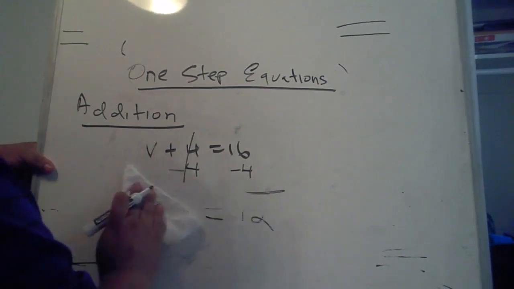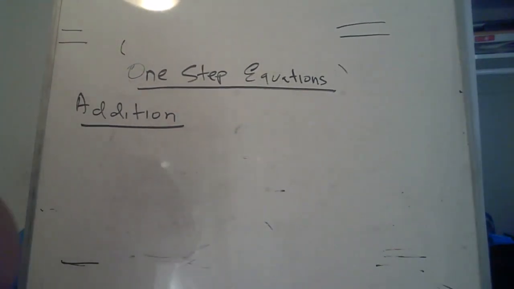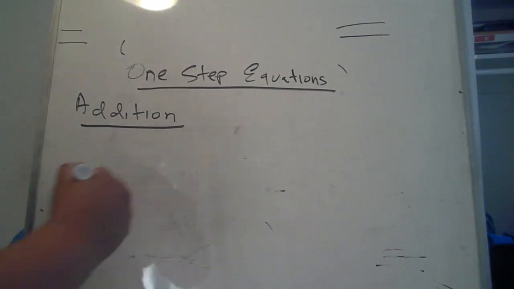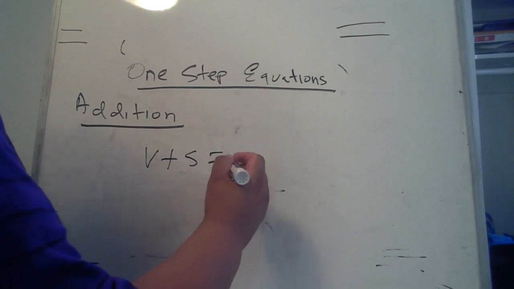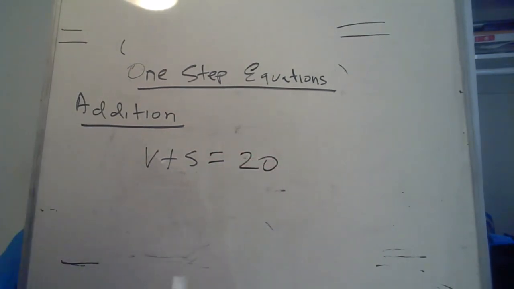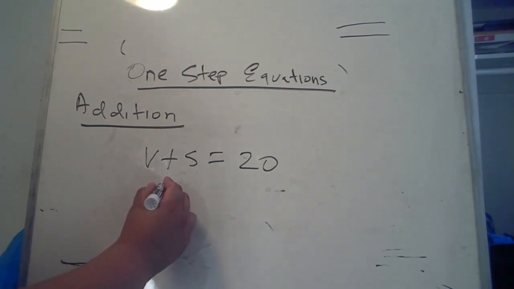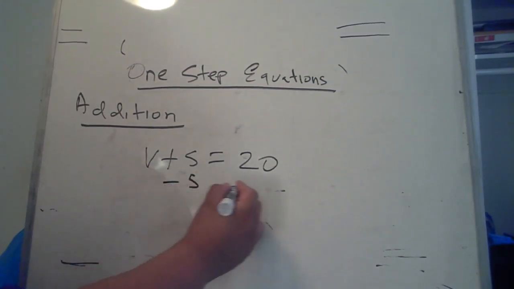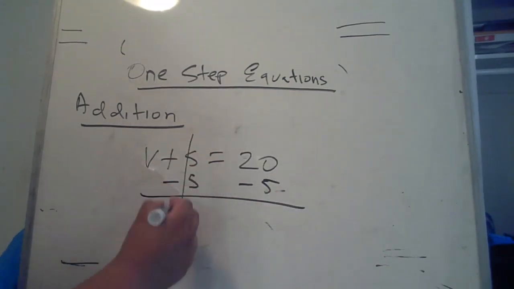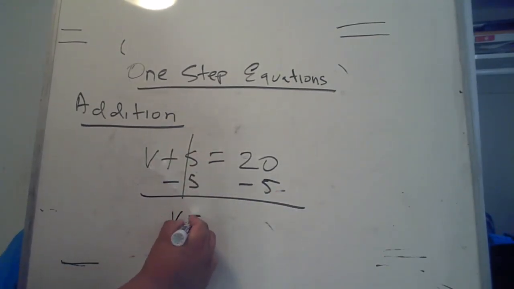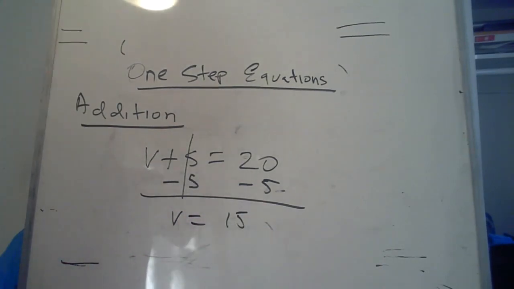On our next problem, we're going to give you another addition problem so you can practice. We're going to look at v plus 5 equals 20. We see a plus sign, so we do the opposite, which is minus 5 on both sides. We draw a line. We total. So v equals 20 minus 5 equals 15. And that's our answer.